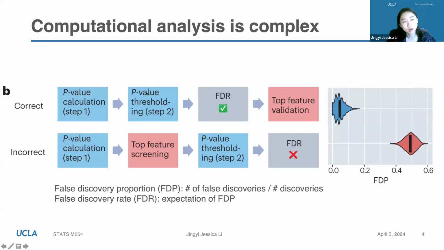You would set a smaller p-value threshold and have fewer discoveries. Okay, so the top row is the correct approach. Calculate p-values in step 1, thresholding p-values in step 2 to control the FDR. And then after you control the FDR, you have your discoveries.